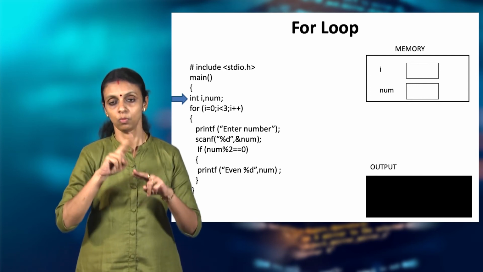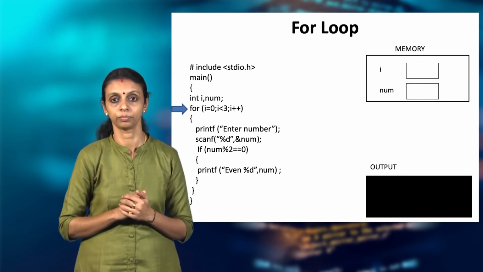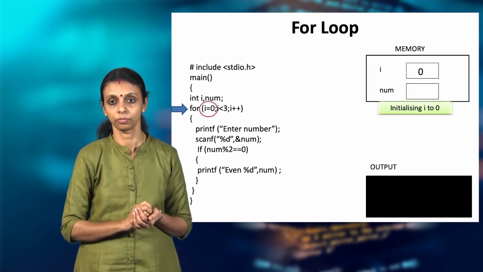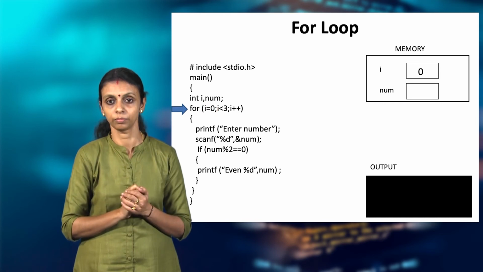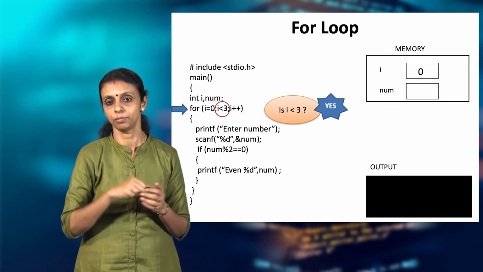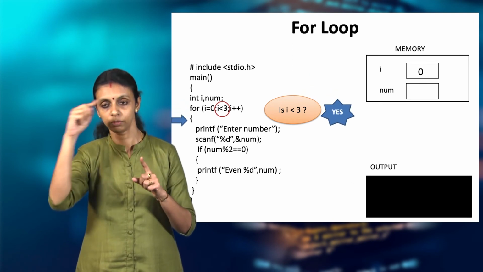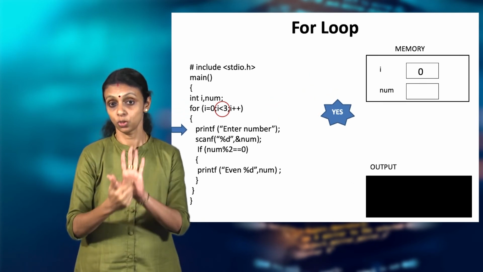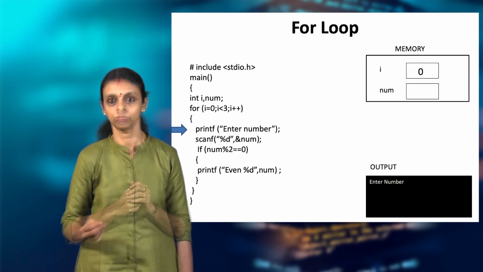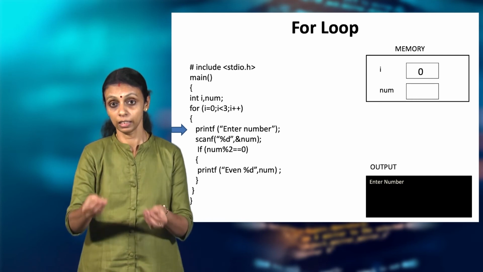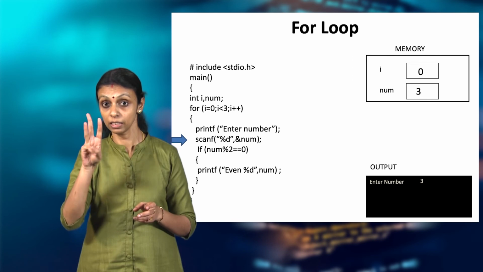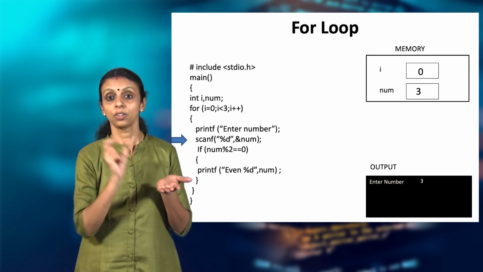Now, for loop. I is initialized with 0. Checks condition, is I less than 3? Yes. Enters the loop. Print the text, enter number. User inputs the number, say 3. It gets stored in variable num.